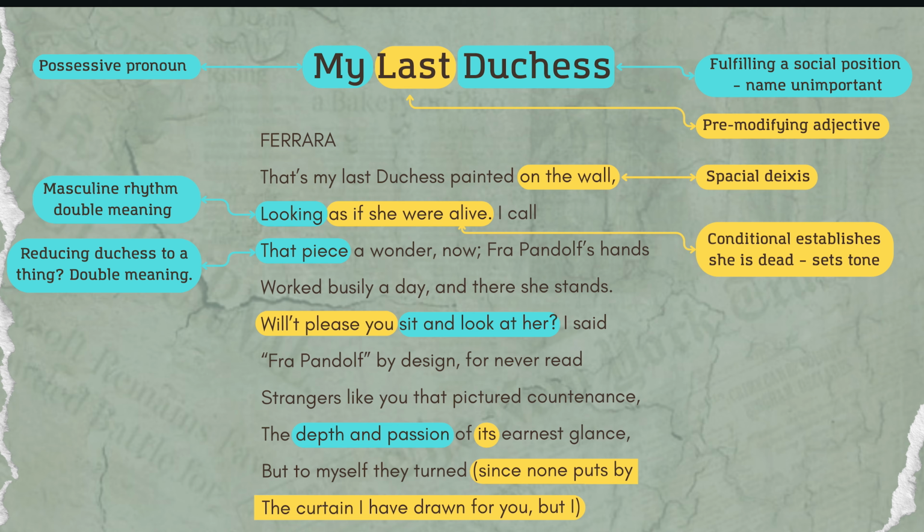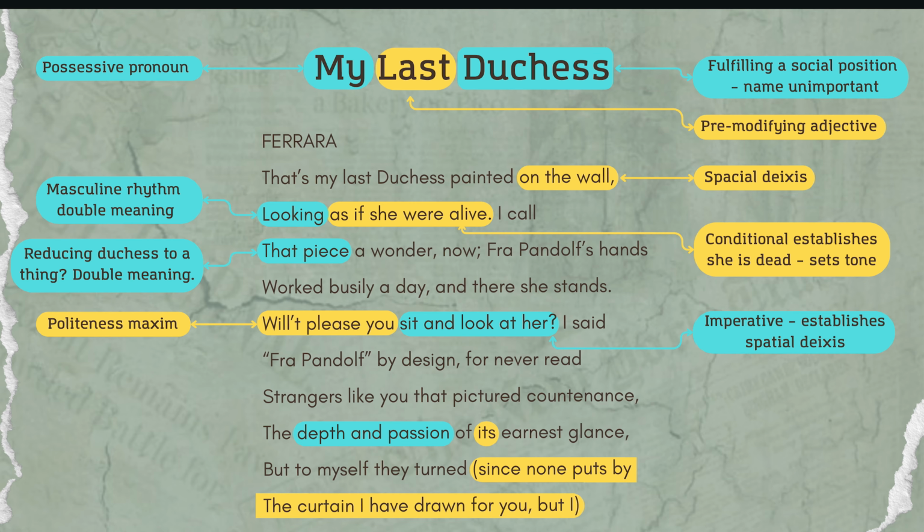Name dropping, "Frà Pandolf", "worked busily a day". And then we've got this politeness maxim. "Will please you sit and look at her?" So, "will please you" is an invitation, but actually it's the imperative that's important. "Sit and look at her." We've got this spatial deixis established. We know there's a chair. We know he's sitting, he's lower, and he's looking up, both at the portrait and, of course, at the Duke.